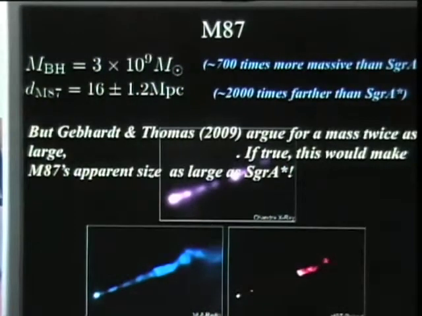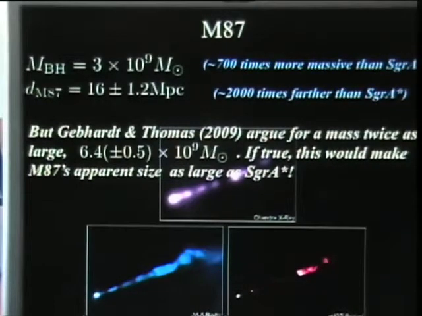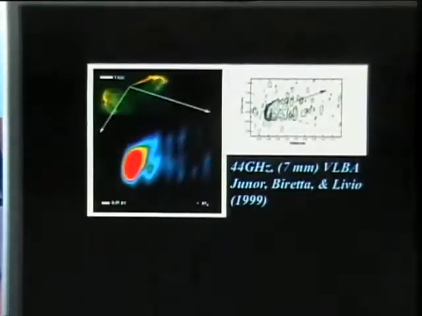But more recently, a few years ago, Gebhardt and Thomas argued that the mass estimate in the past was too low, that in fact, if you include the dark matter in the modeling of M87, the mass is twice as large, 6.4 times 10 to the 9 solar masses. And if that is true, then the apparent size of M87's black hole could be as large as Sagittarius A*. So it's definitely a very good target to look at.